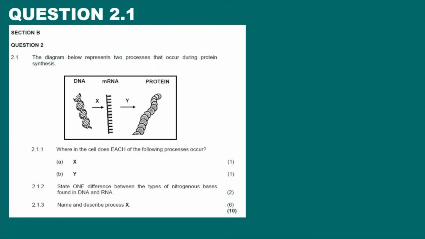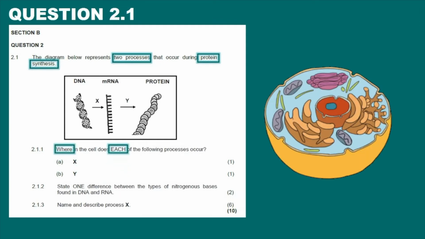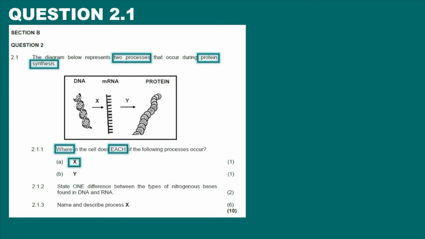So let's move on to reading our questions. Again, we start with the first sentence, which is very, very important. They say that the diagram below represents two processes that occur during protein synthesis. Then my first question asks, where in the cell does each of the following processes occur? The two processes that they refer to are process X and process Y.